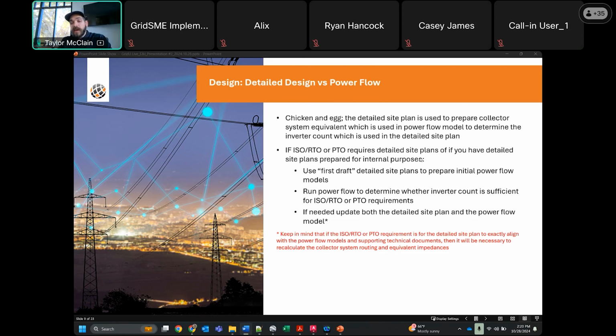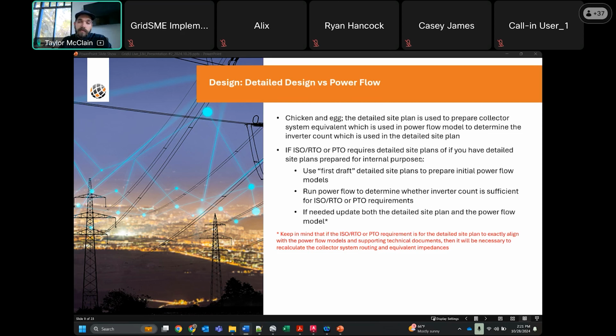One note is that when the detailed site plan is required by the utility, it's very often that they're going to need to see that those models and the detailed site plan line up very specifically. New York ISO being an example, they were wanting to see collector lengths for each of the feeders. So in that case, you really do need to make sure that the detailed site plan and the power flow models are being worked on very closely. This isn't much of an issue, except for what we've typically seen is that it's two different sets of folks working on either. So as long as communication is good, then typically things are fine.